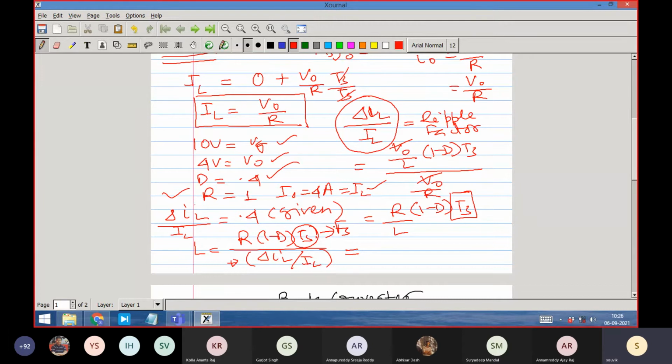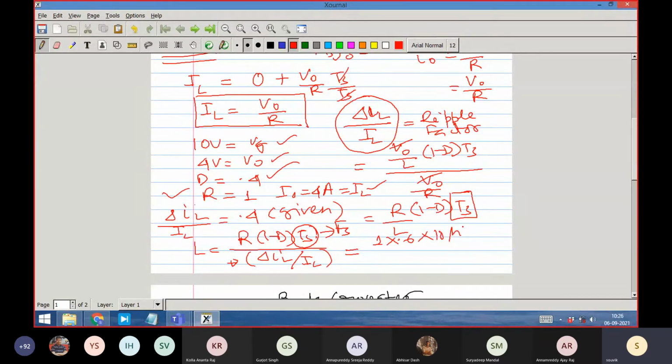That means in one case, let us say you choose a switching frequency of 100 kilohertz. So at 100 kilohertz, what will be the value of L? Let's calculate. If you have a calculator, please do it. R was 1 ohm, this is into 0.6, and at 100 kilohertz Ts is 10 microsecond.